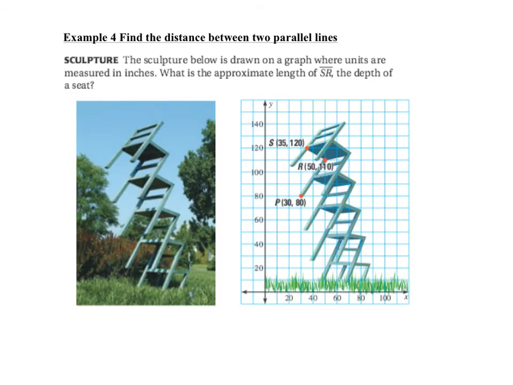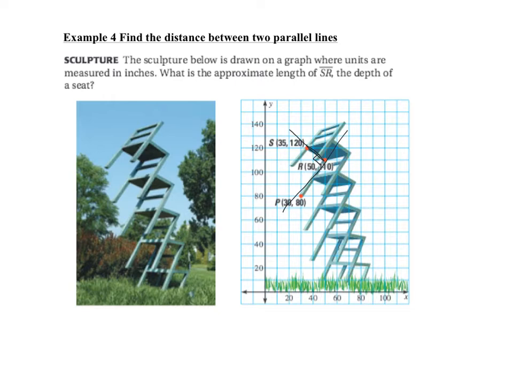So we look at the distance between two parallel lines. We have a sculpture drawn on the graph where units are measured in inches. What is the approximate length of segment SR, the depth of a seat? First thing we are going to do is just confirm that SR is perpendicular to PR.